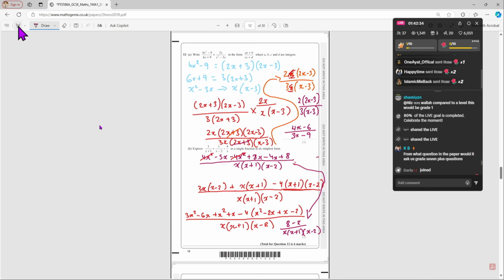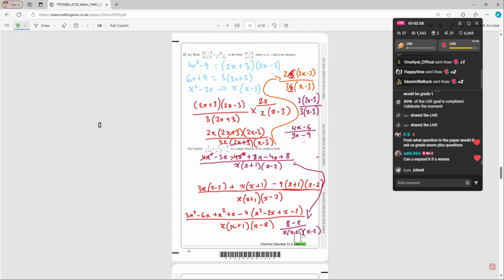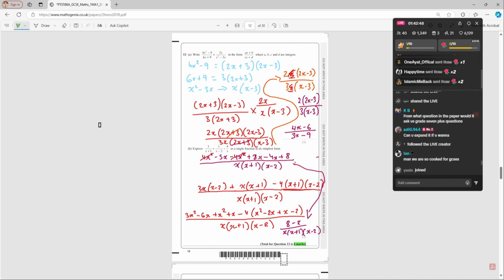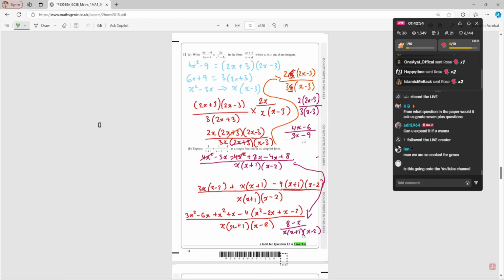Question number 12 was worth 6 marks in total. So 3 marks for part A and 3 marks for part B. You can expand if you want to. I don't think you will lose marks if you expand it, but you can expand it in the end if you want to, and you will not lose marks if you do, okay?